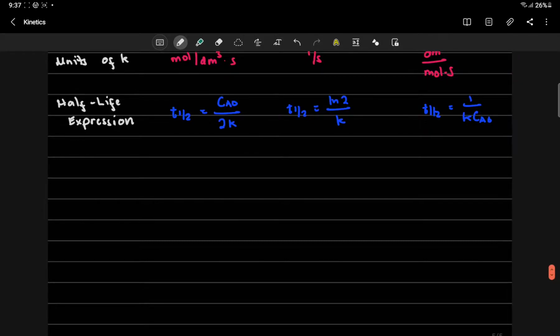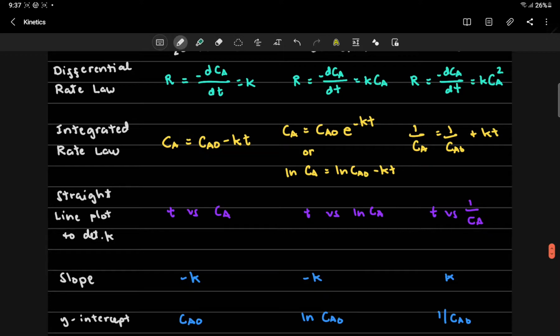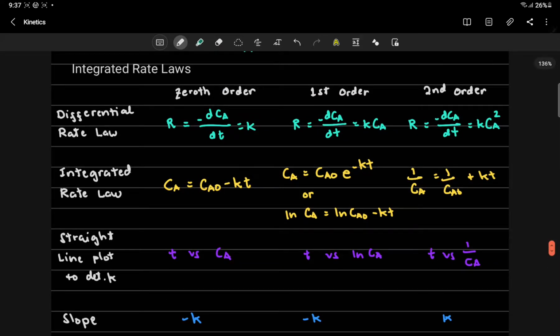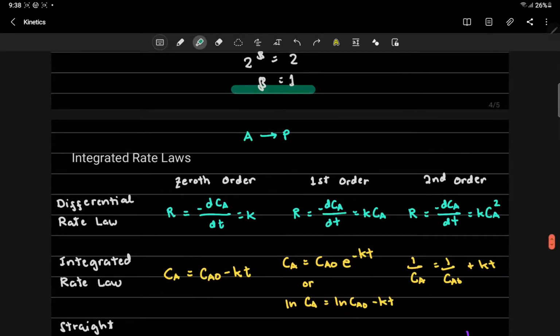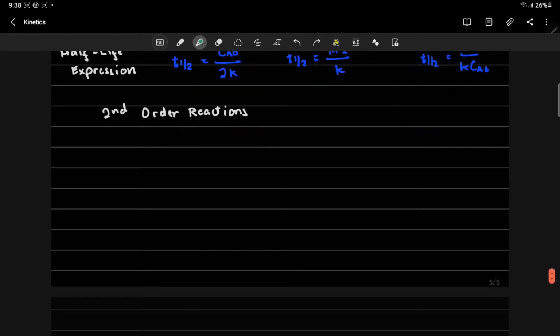Next, let's consider second order reactions. We actually have identified or expressed the integrated rate law for a second order reaction, so we have put it in the table, which is right here. However, remember that the reaction that we dealt with here is A forming P. Now, what if we have the case for, let's say, A plus B forming P.